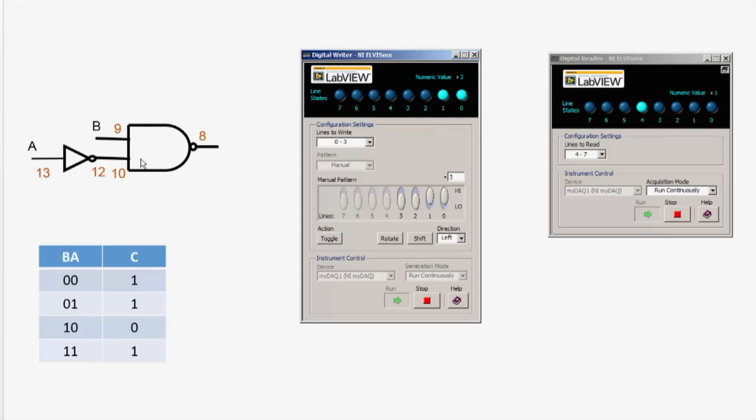So you can see how to implement a circuit like this and how to use the MyDAQ for the inputs and the outputs of the circuit.